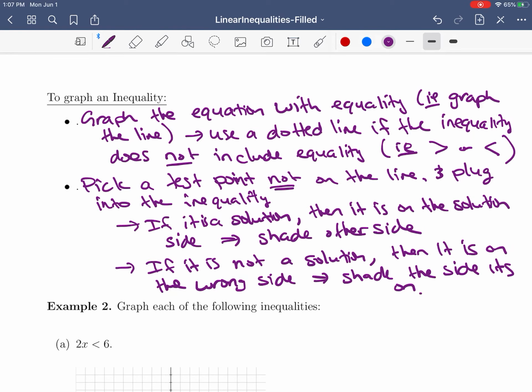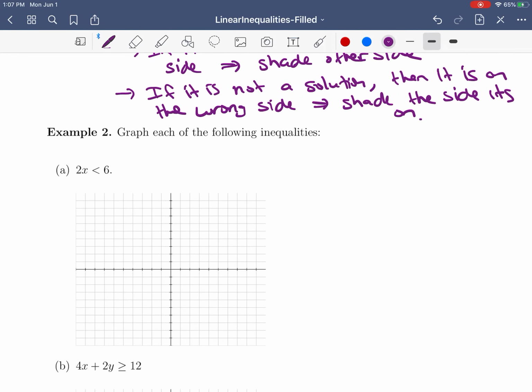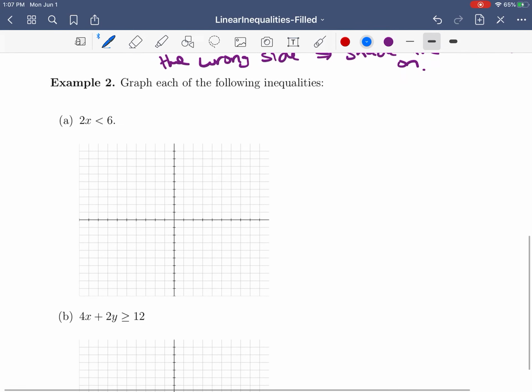So basically you just want to graph a line. So that's what we did in the previous videos. And then you want to pick a point not on the line and see if the solution is that side or the other side. Okay, and we're going to shade this side that does not have the solutions. So let's just do a couple of examples.